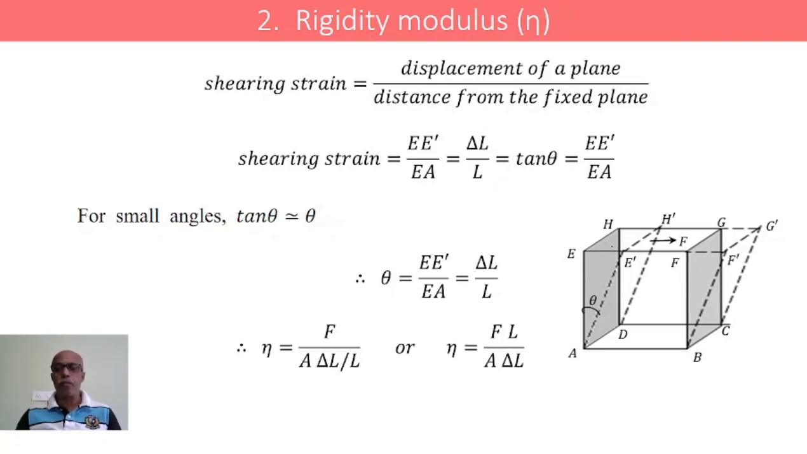We know that shearing strain is tan theta. Tan theta is opposite by adjacent. Therefore, tan theta is EE' by EA. For small angles, tan theta will be taken as equal to theta. Therefore, theta is EE' by EA, or delta L by L.